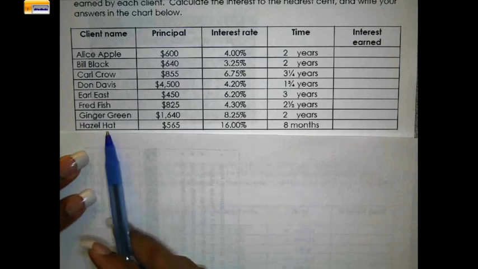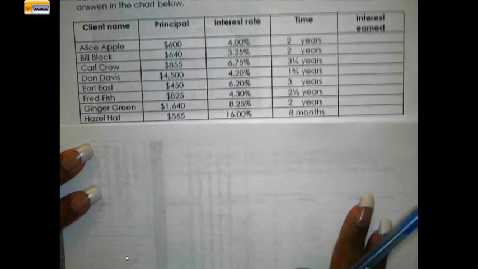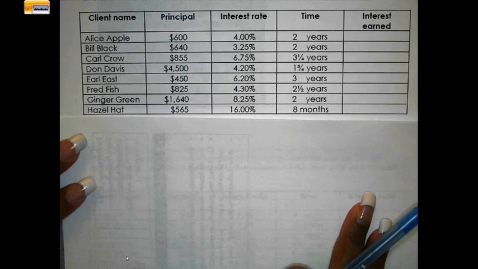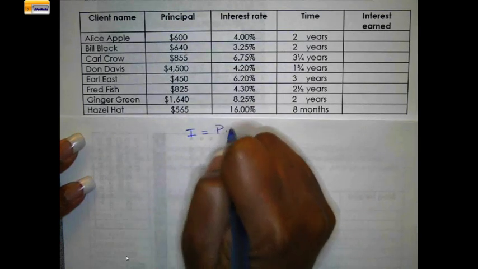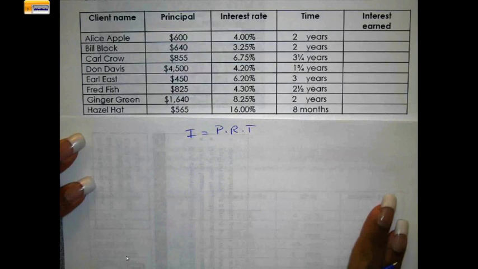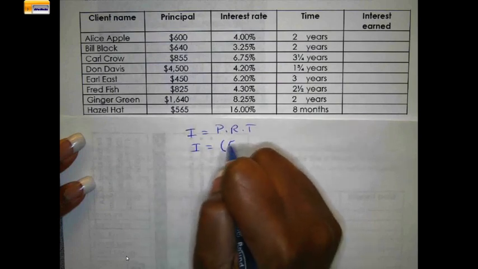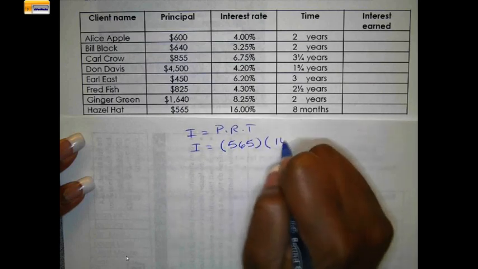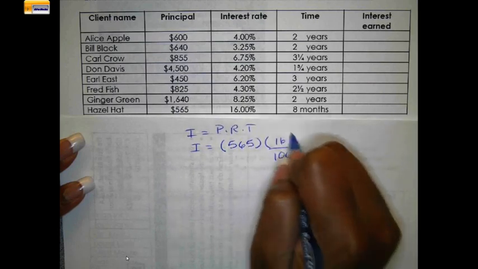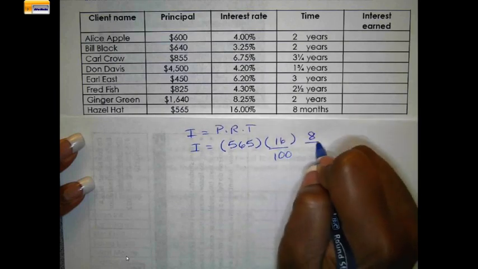Hazel hat. I think this is the one that Matthew asked me about earlier today, but he had given me the wrong amount. Okay, so let's put the formula there. Interest equals the principal times the rate times the time. We're looking for the interest. My principal here is $565. My rate is 16%, so I'm going to write it as 16 over 100. And my time is 8 months, and it's 8 out of 12.